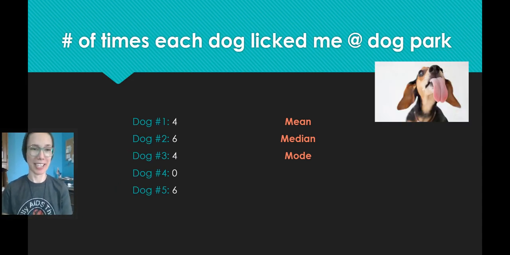Okay, next measure is the number of times each dog licked me at the dog park. So in this example, I hypothetically went to a dog park and I got licked by 5 dogs. Actually, I guess I only technically got licked by 4 of them. Dog number 4 gave me 0 licks. I don't actually like dog licks, let me clarify that too, but you got to keep things interesting with statistics. All right, so here are my 5 dogs. Here's how many times I got licked by those dogs.